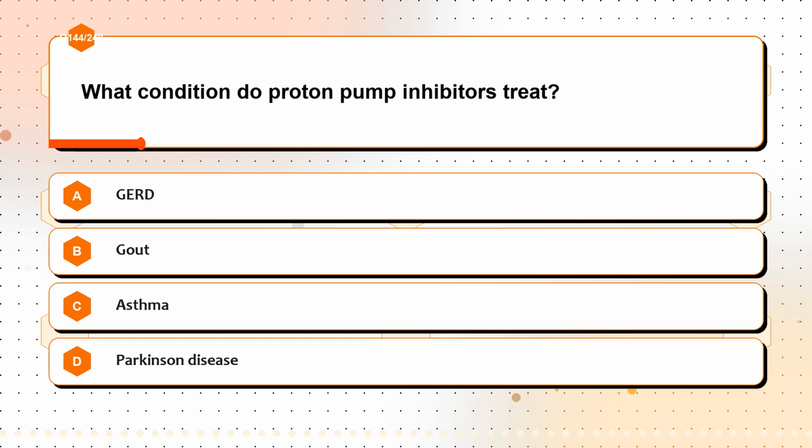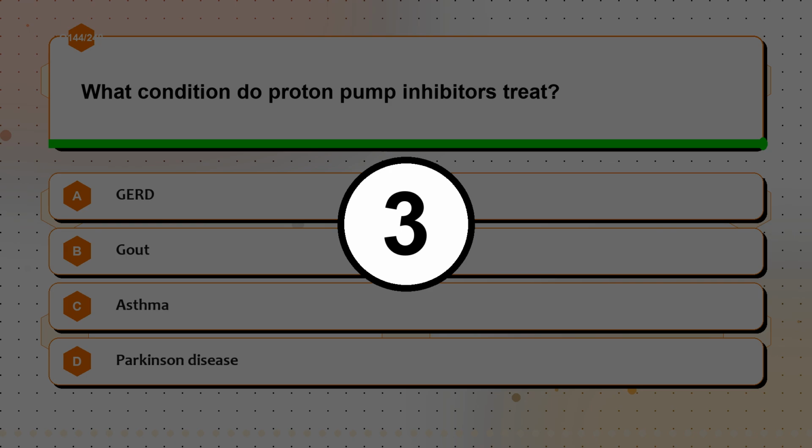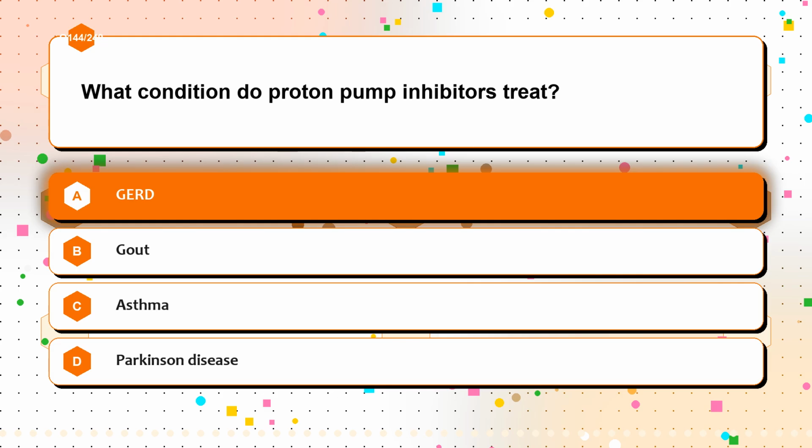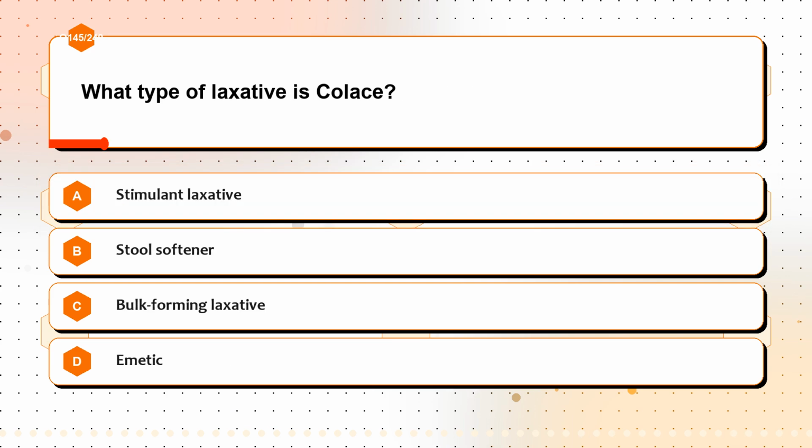Question 144. What condition do proton pump inhibitors treat? Here are the options. Option A. GERD. Option B. Gout. Option C. Asthma. Option D. Parkinson's disease. The correct answer is option A. GERD.